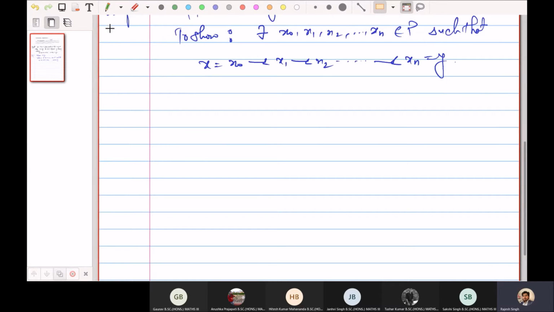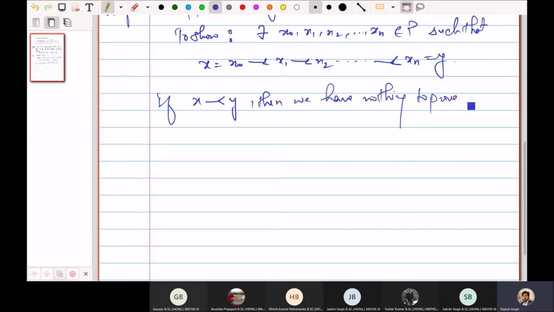Now, first, if y covers x, then we have nothing to prove, right? This will be our x0, this will be our x1. So we have got a chain of covering relations. We have got a sequence in which there are two elements, x0 and x1.